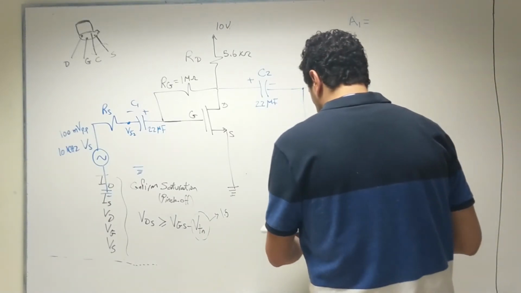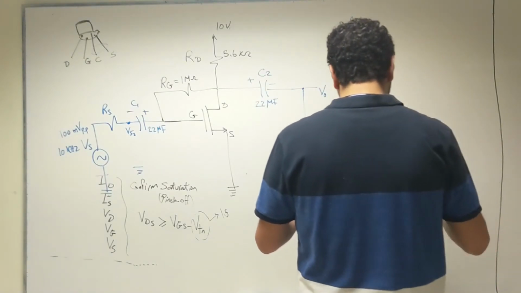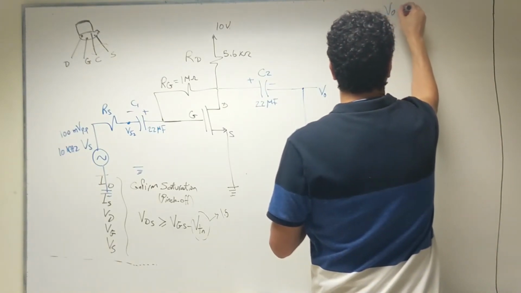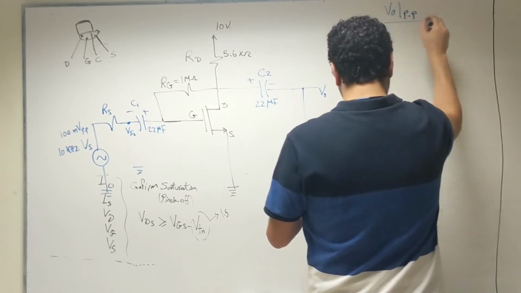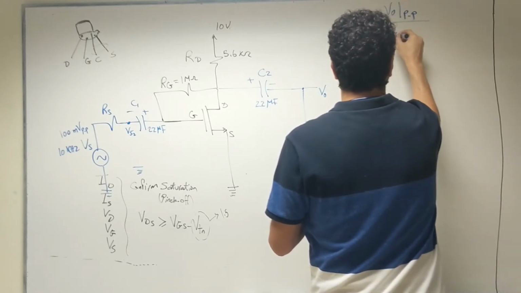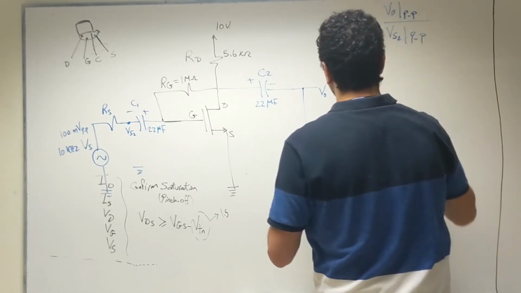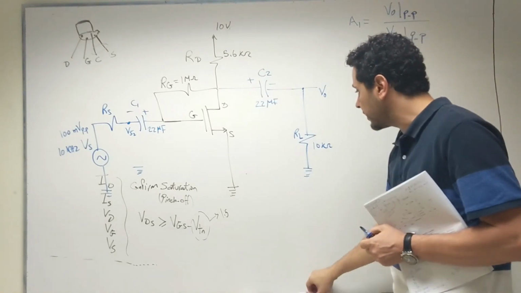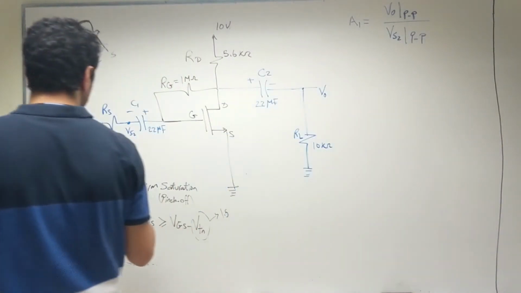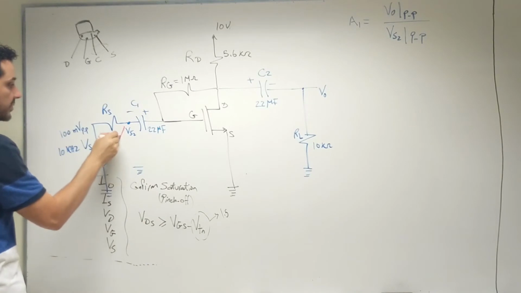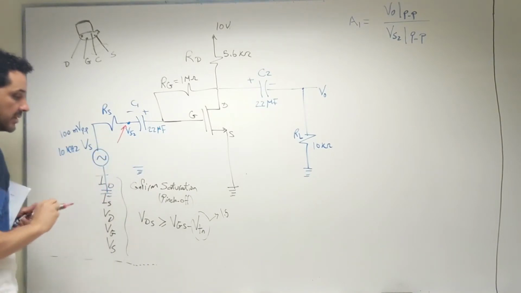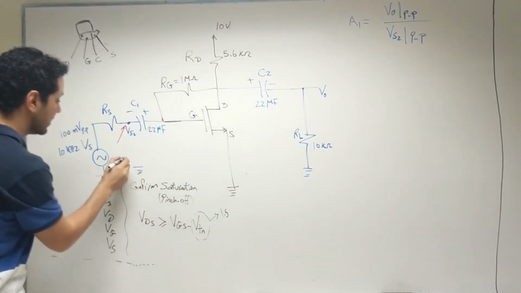A1 is a ratio between V output peak to peak and VS2 peak to peak. So what you are required to do now is connect channel 1 of the oscilloscope between this point and the ground. So let's plot the ground.